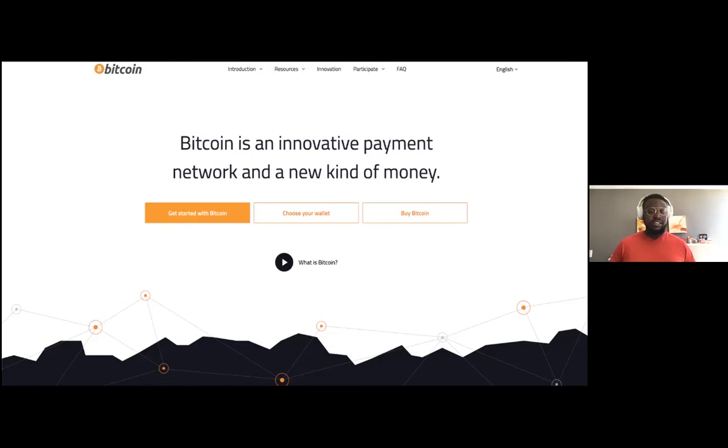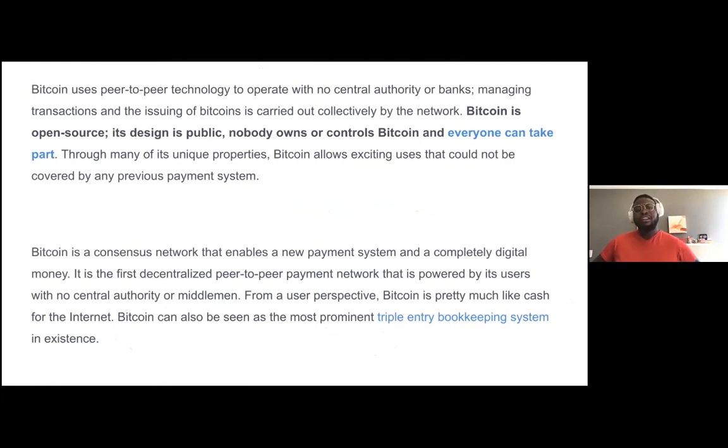It's important to note that Bitcoin is a cryptocurrency that makes use of blockchain technology. In fact, Bitcoin popularized blockchain technology as a proof of concept for it. Blockchain has gone on to have many more use cases beyond Bitcoin and finance.